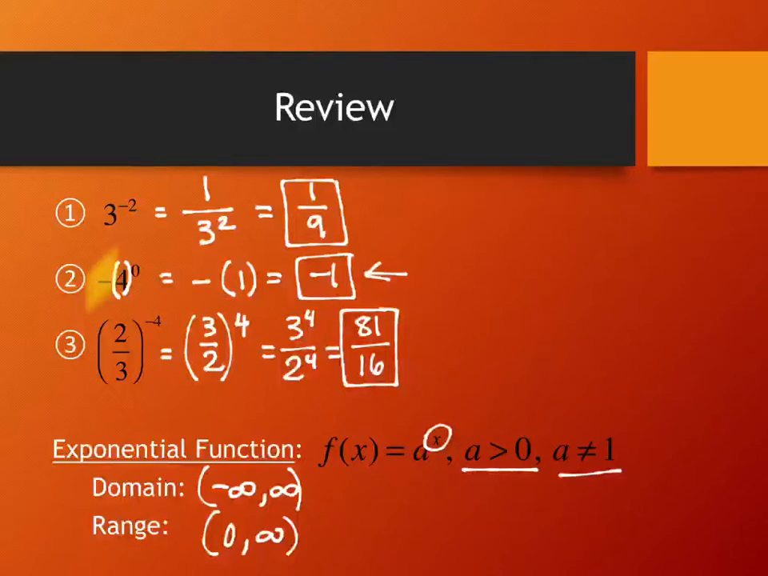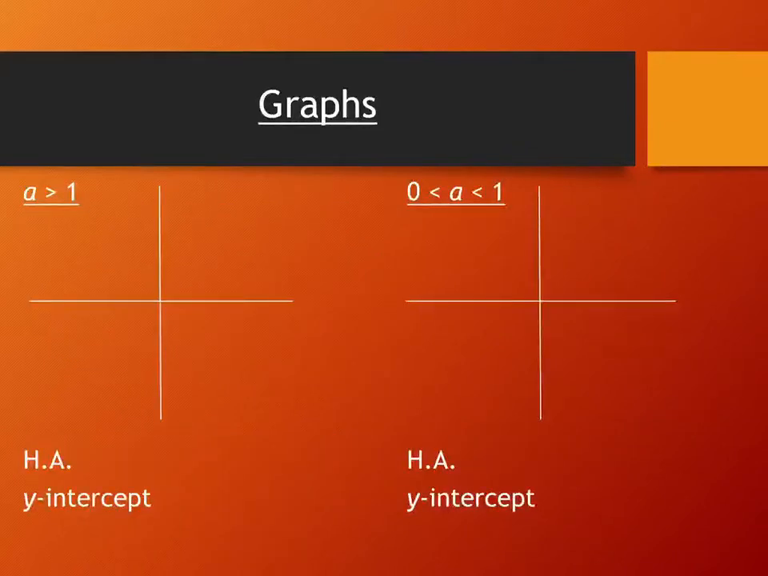Otherwise, always positive. Okay, so a couple basic graphs. There's 2 possible graphs that can occur. They're related, obviously, but they are different. They're based upon whether or not your base is a number bigger than 1 or between 0 and 1. If your base is bigger than 1, then well, actually, let me talk about what they have in common first.